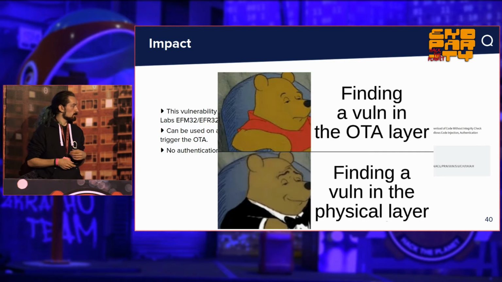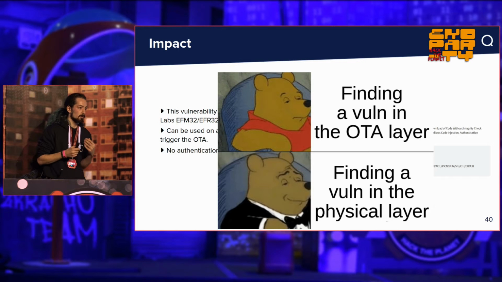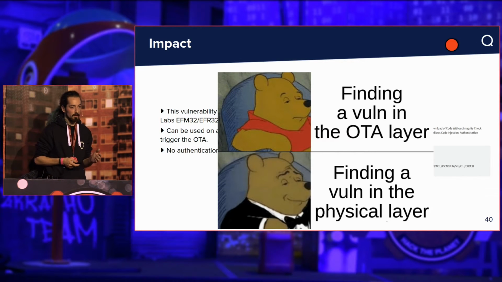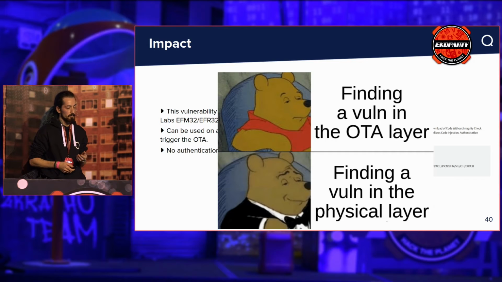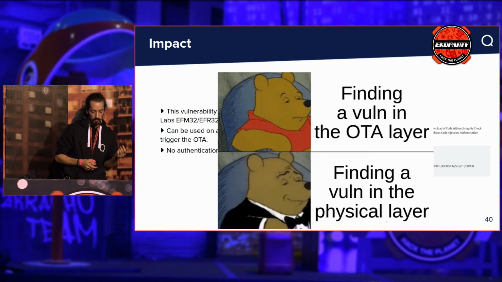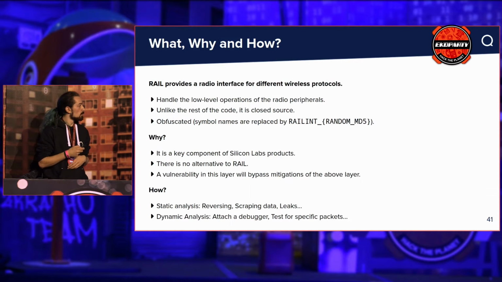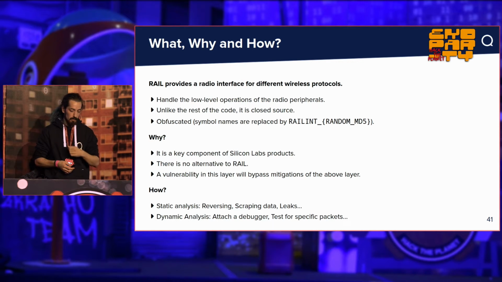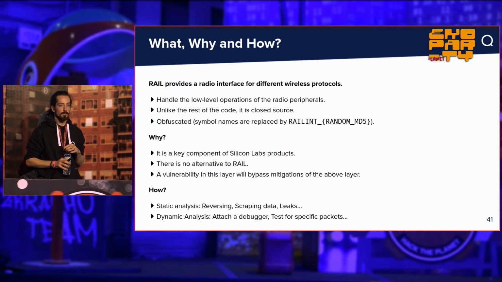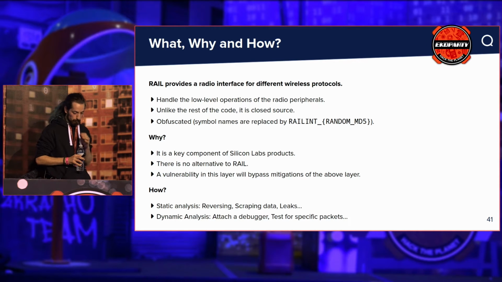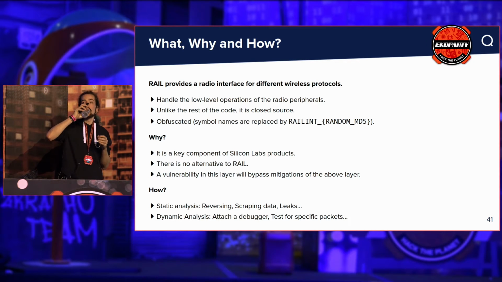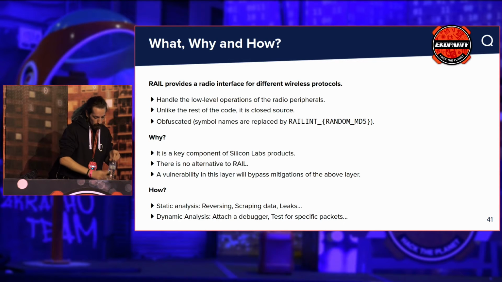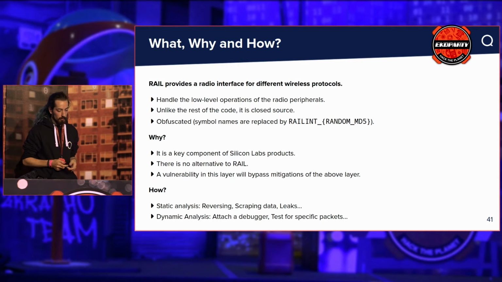So we decided to try to find vulnerabilities inside a component that is used on all the devices. And that's the case for the radio library, RAIL, which is present on all the devices and implements the software at the physical layer. As I mentioned earlier, RAIL is a closed source and obfuscated library made by Silicon Labs. It handles all the low-level operations of the radio for the programmers.